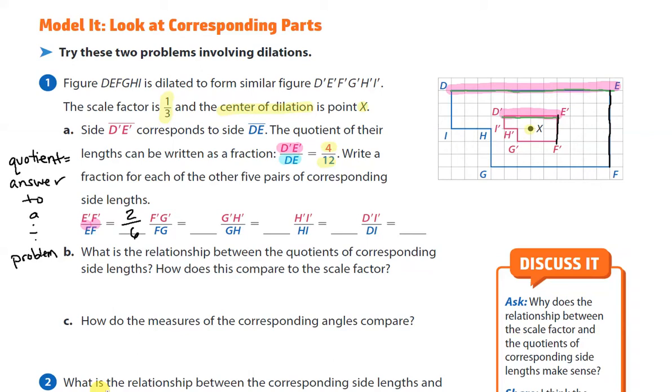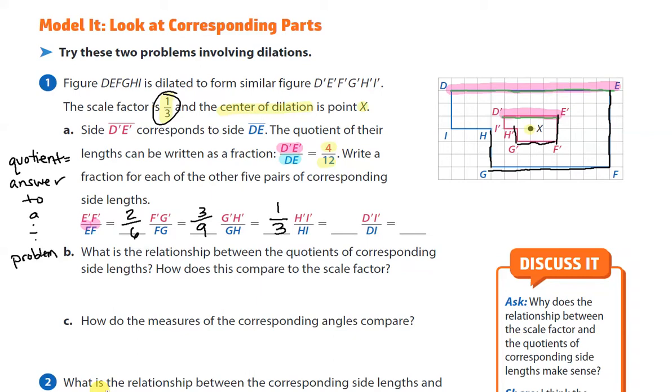FG is 1, 2, 3, and then F prime G prime is 1, 2, 3, 4, 5, 6, 7, 8, 9. Okay, G prime H prime now, 1, 2, 3. Oops, that's the opposite. That's the bottom one. This is GH, that's 1. Oh look, 1/3. Does that look familiar?